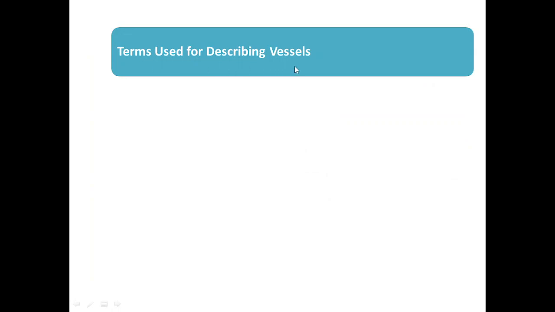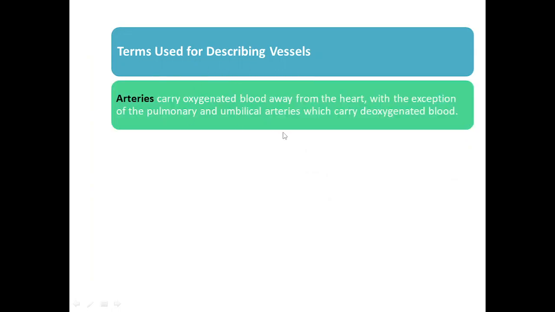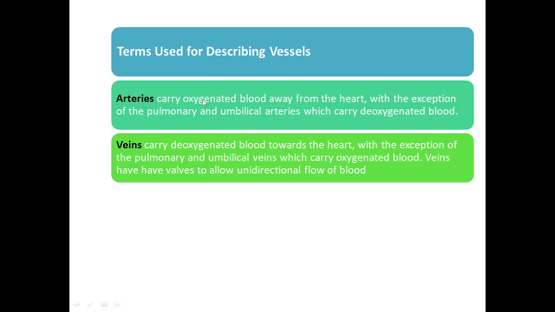Then we have some terms used for describing vessels. Arteries which carry oxygenated blood away from the heart, with the exception of pulmonary and umbilical arteries, which carry deoxygenated blood. Veins which carry deoxygenated blood towards the heart, with the exception of pulmonary and umbilical veins, which carry oxygenated blood. Veins have valves and they allow unidirectional flow of blood.